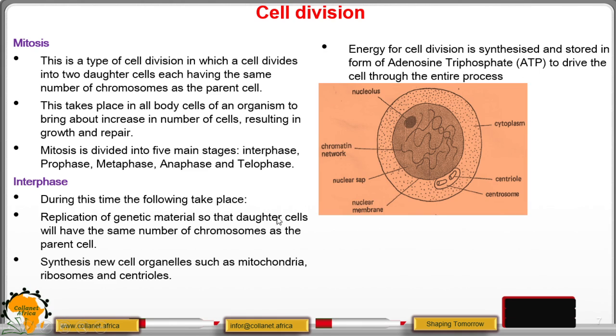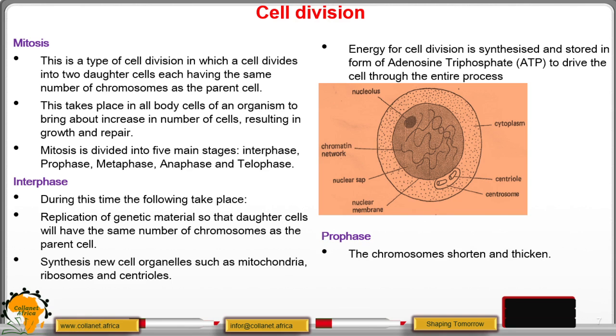So we have synthesis of new organelles. This is the first stage, which is interphase. We have the nucleolus. There is not a lot of activity actually in the cell. We have the centrioles and many other things taking place. We move to the second stage, which is prophase.